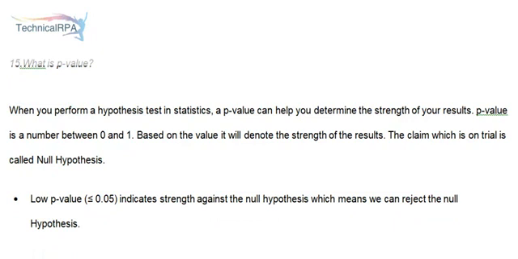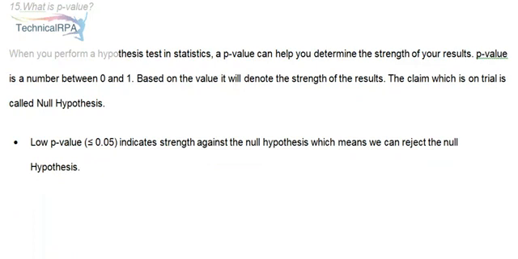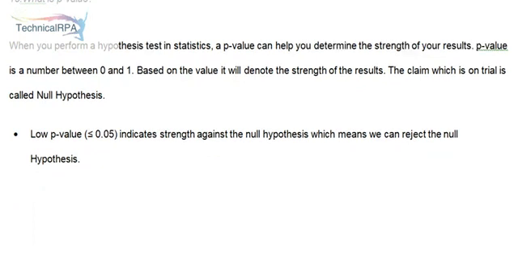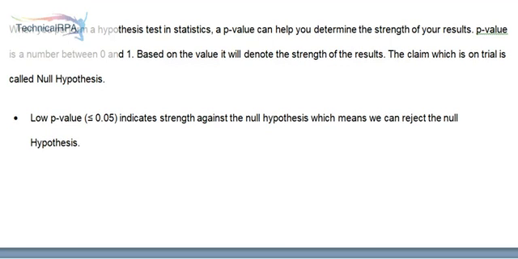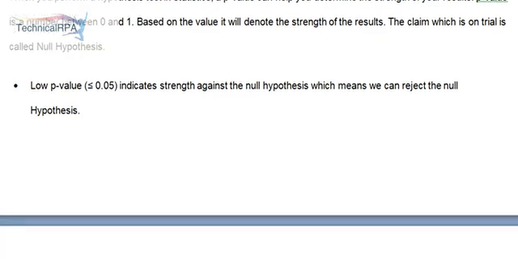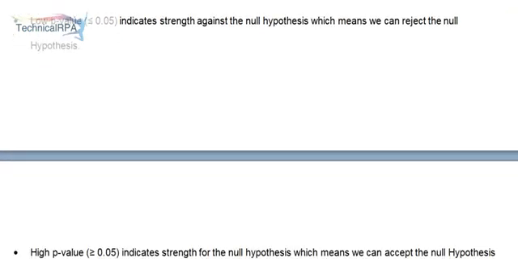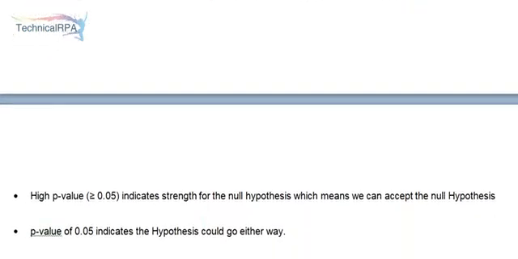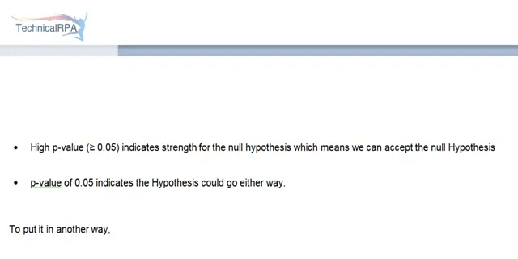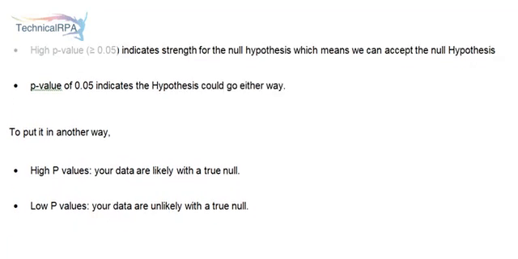15. What is a p-value? When you perform a hypothesis test in statistics, a p-value can help you determine the strength of your results. A p-value is a number between 0 and 1. Based on the value, it will denote the strength of the results. The claim which is on trial is called the null hypothesis. A low p-value, less than or equal to 0.05, indicates strength against the null hypothesis, which means we can reject the null hypothesis. A high p-value, greater than or equal to 0.05, indicates strength for the null hypothesis, which means we can accept the null hypothesis.